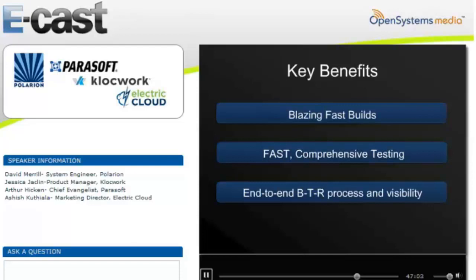Making sure that as you do that, you have very fast and comprehensive testing, thorough testing across every aspect of this, so you don't have a number of escaped bugs reaching the customers. And finally, you need an end-to-end build, test, release process, platform, and visibility that will tie this together and give you control across the whole end-to-end process.